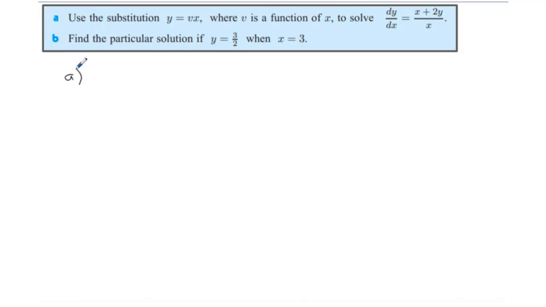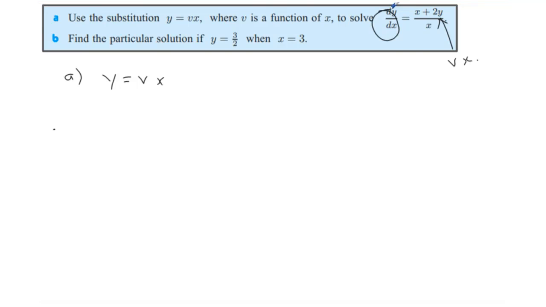So part A, y equals vx. Where you see y, you're going to replace it with vx. But what that doesn't cover is the dy by dx. Because we're told that v is a function of x, if we want to find dy by dx with y being vx, we need to use the product rule, because we've got a product of two different functions of x: one of them just being x and the other a general function v that we don't know. And we don't even need to know what it is.